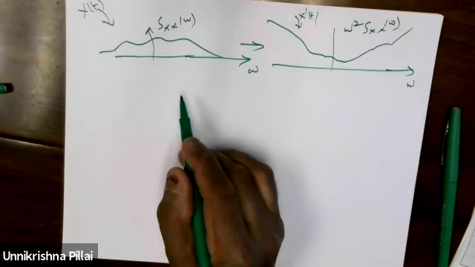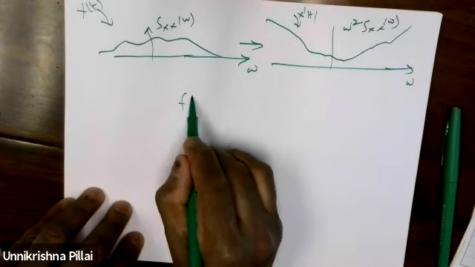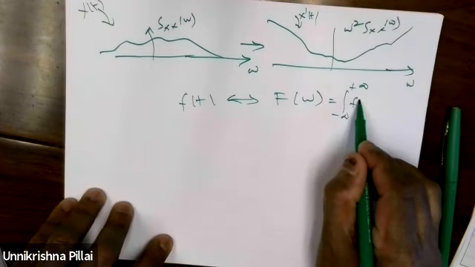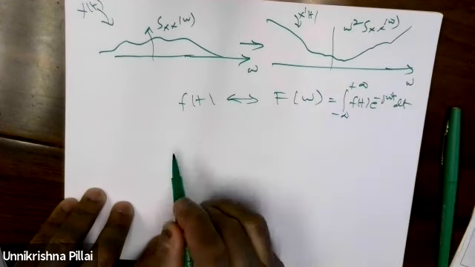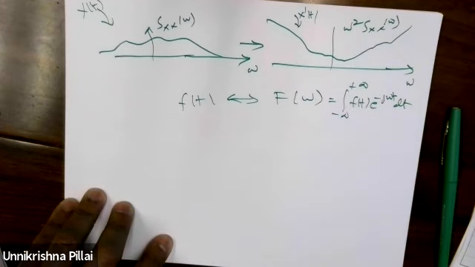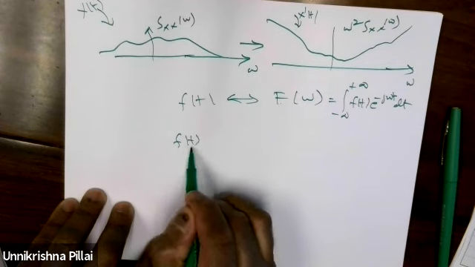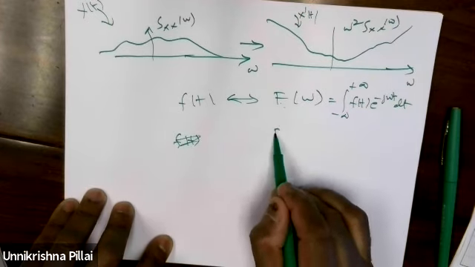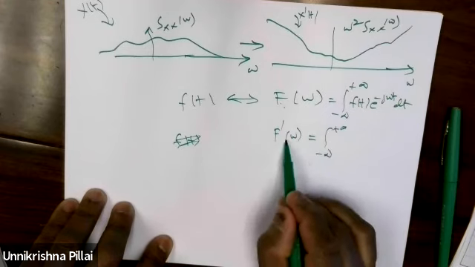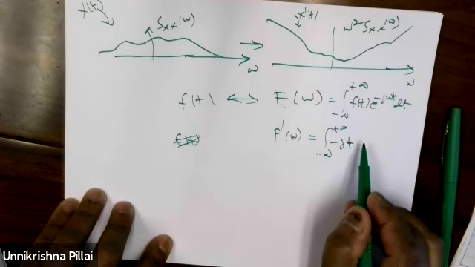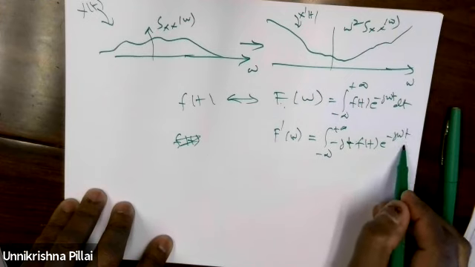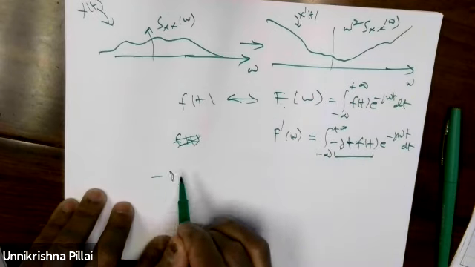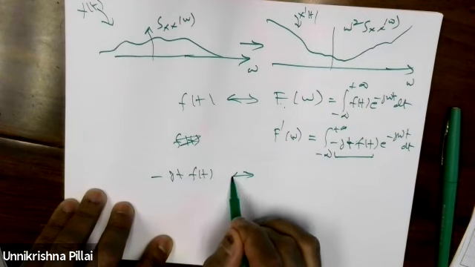All right, it'll be useful for you to learn all this. I'm not going to prove all this stuff. But remember, F of omega is the integral from minus infinity to plus infinity of f of t e raised to minus j omega t dt. If you take the derivative of this with respect to omega, you get F prime of omega as the integral of minus jt f of t e raised to minus j omega t dt. So you get another property.